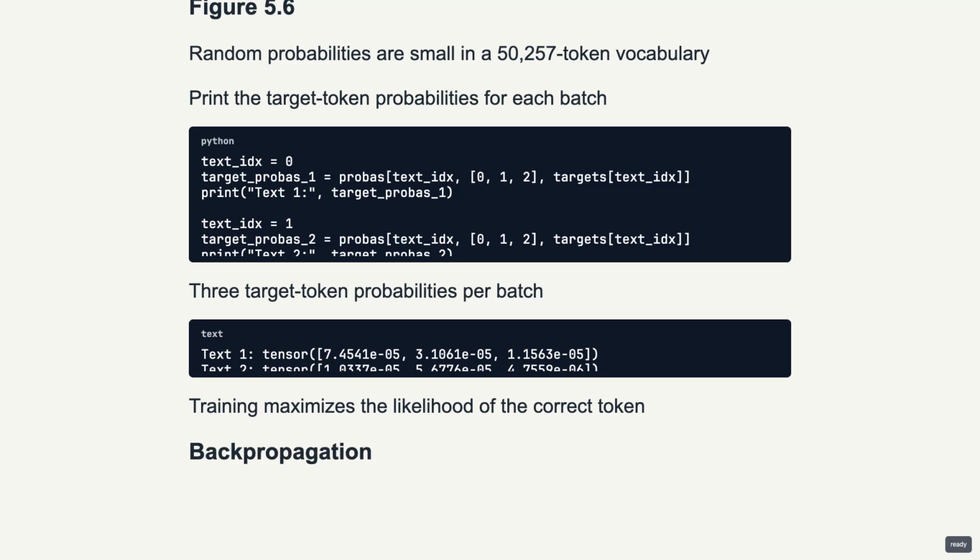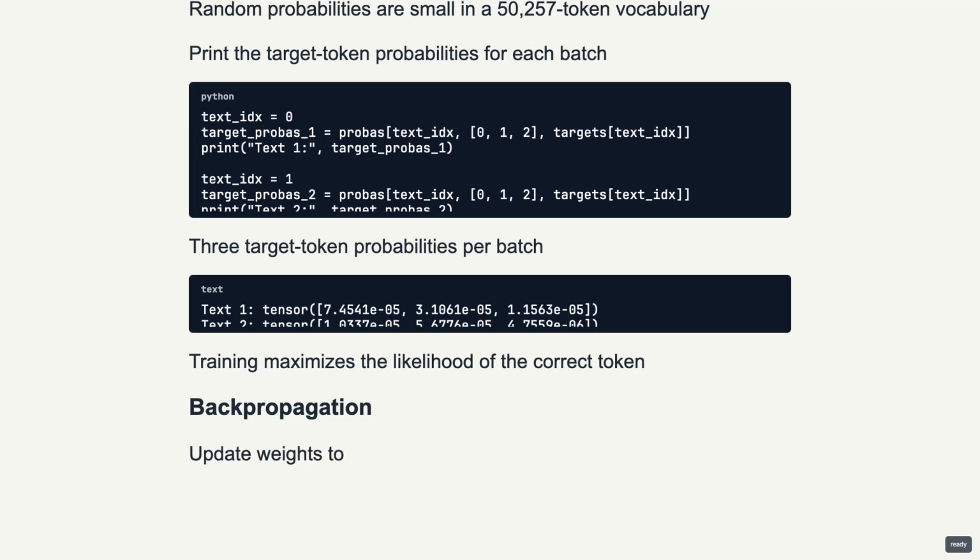The way those probabilities improve is through backpropagation. A loss value tells the optimizer how to adjust the weights so the correct token scores rise. Backpropagation uses the loss to push the model in the right direction. The network parameters change, so future predictions place more mass on the targets we want.